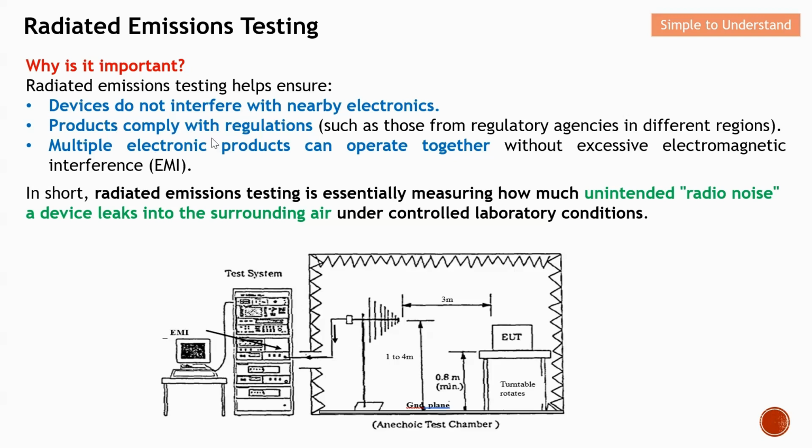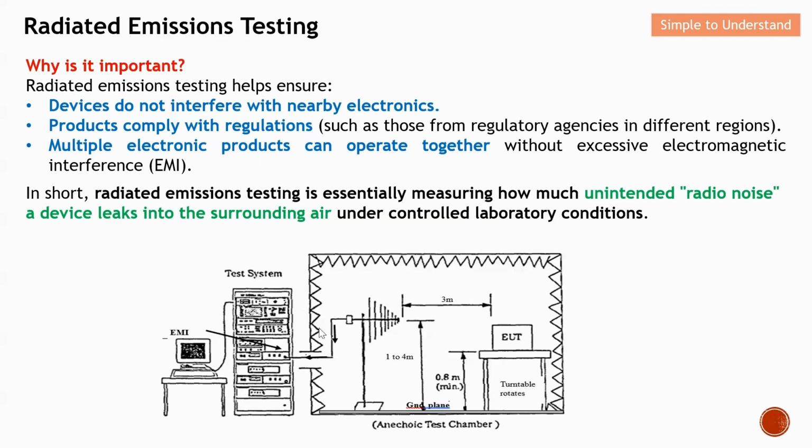Next, multiple electronic products can operate together. So imagine there is no one electronic device. Nowadays, we have a lot of electronic products that work together. Therefore, in order to ensure that multiple electronic products are able to operate together, we need to conduct such tests. So in short, radiated emission testing is essential, measuring how much unintended radio noise a device leaks into the surrounding air under controlled lab conditions.